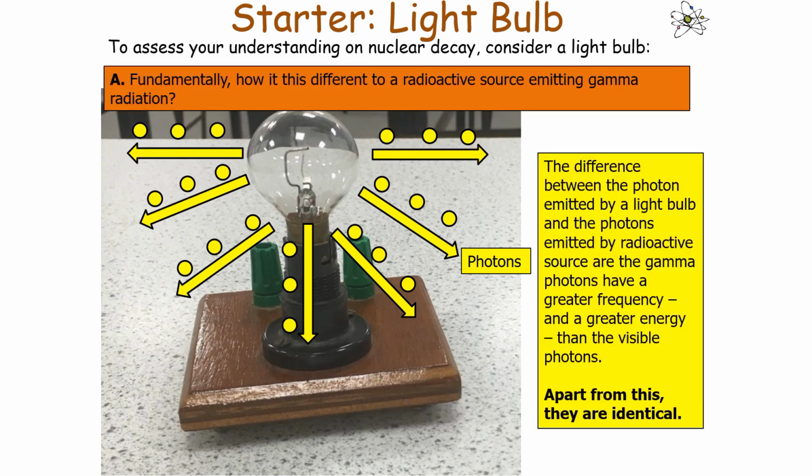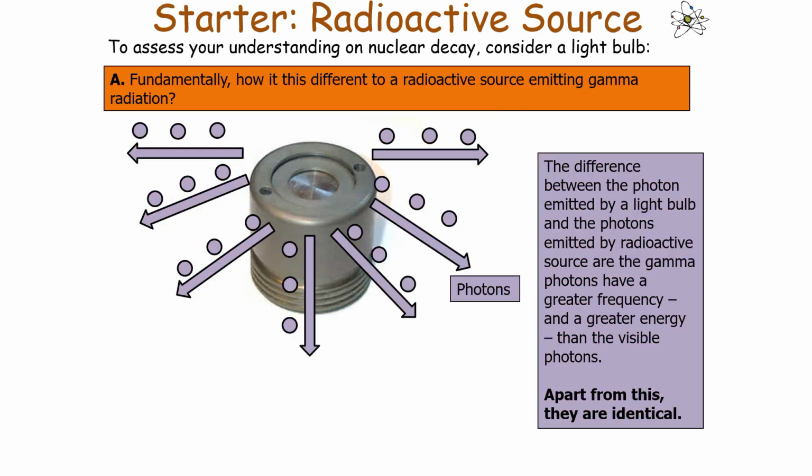Fundamentally, how is this different to a radioactive source emitting gamma radiation? The difference is the photon emitted by the light bulb is a visible light photon, and the photon emitted by a radioactive source is a gamma photon, which has a greater frequency and therefore greater energy than the visible photon. But apart from this, the process is identical. You can consider a gamma source as just emitting photons of gamma radiation from its surface.